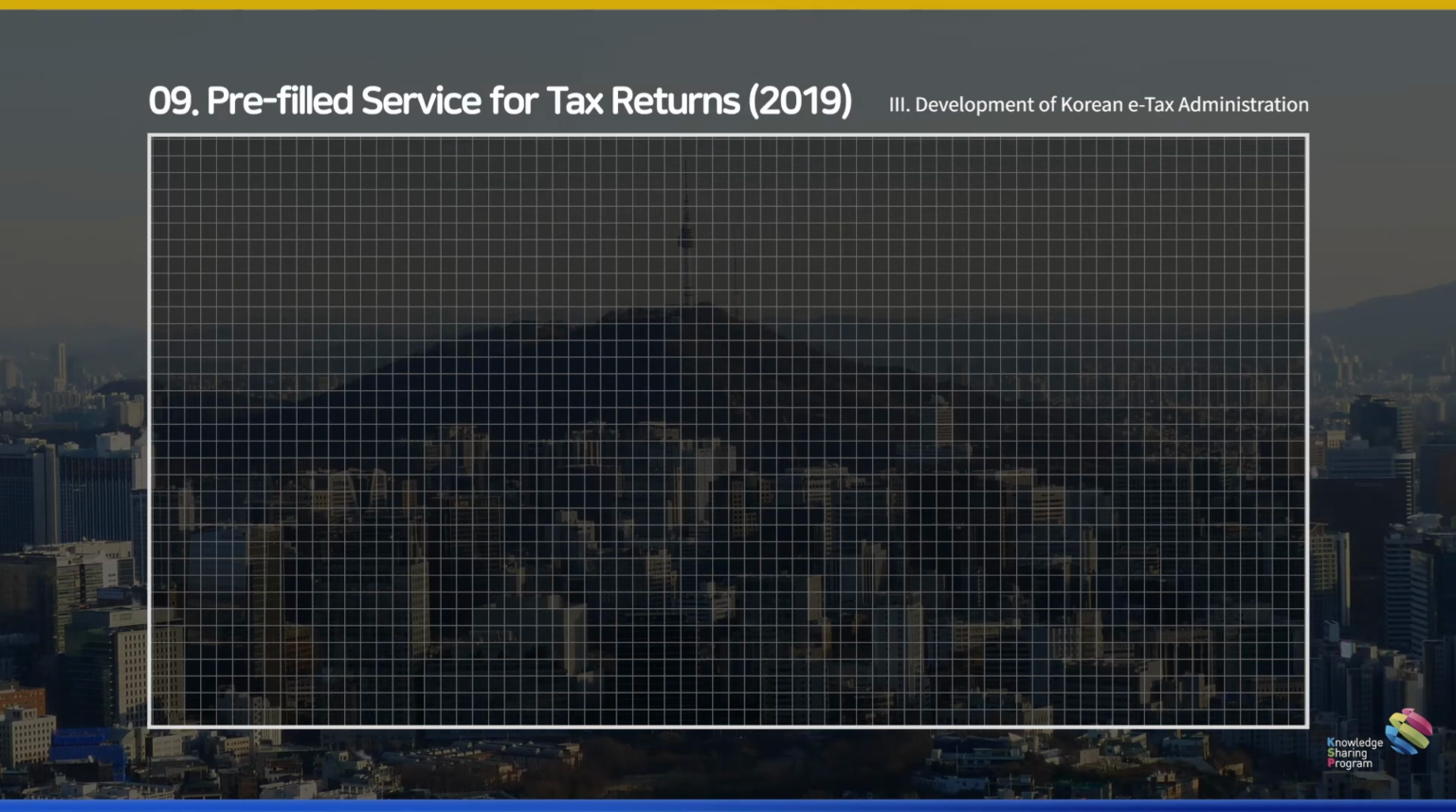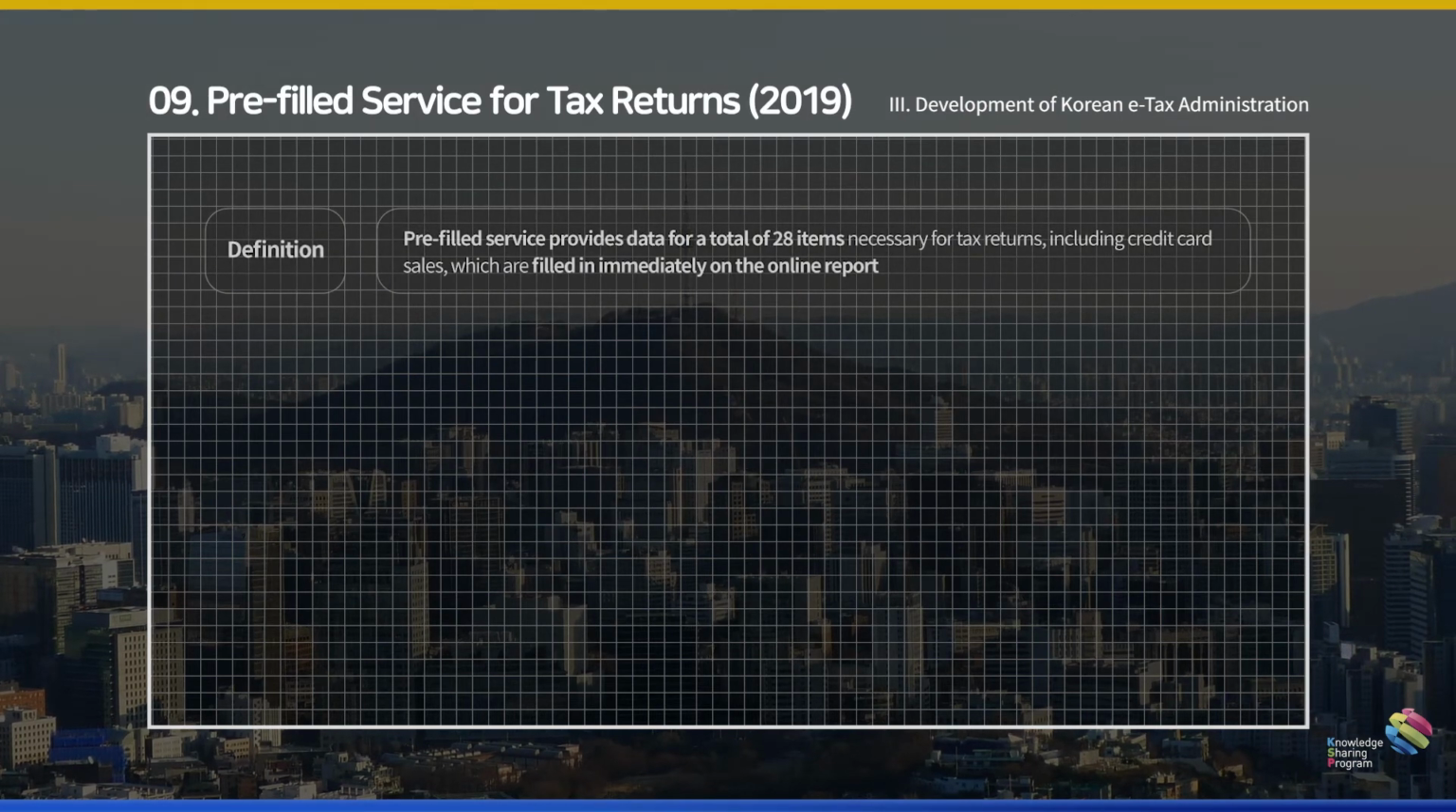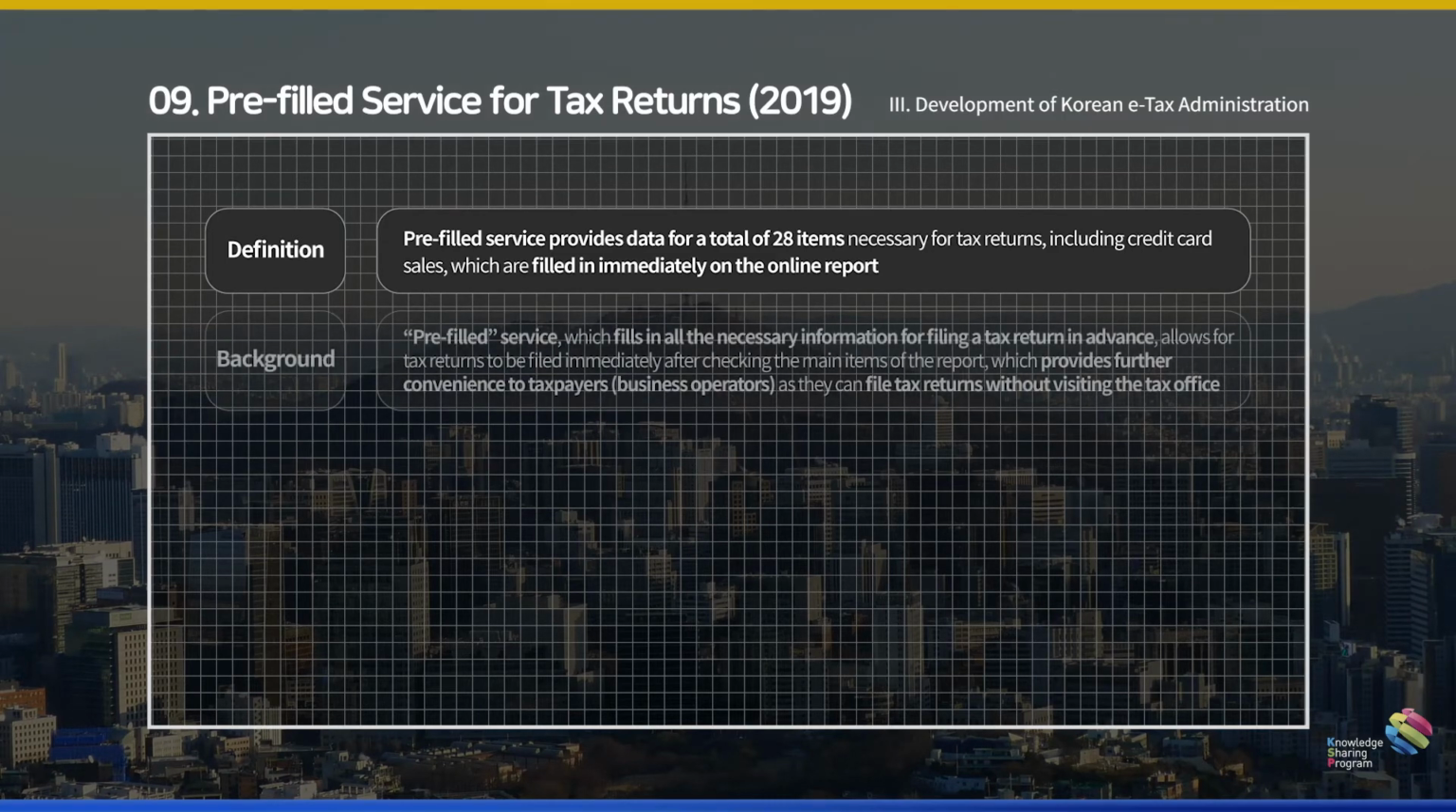In 2019, the pre-filled service for tax returns was introduced. This service provides data for a total of 28 items necessary for tax returns, including credit card sales, which are filled in immediately on the online report.